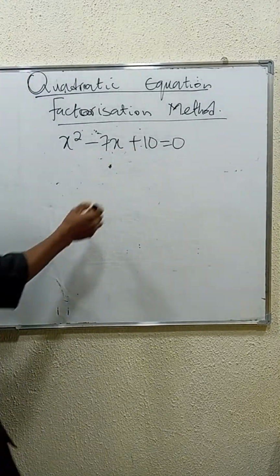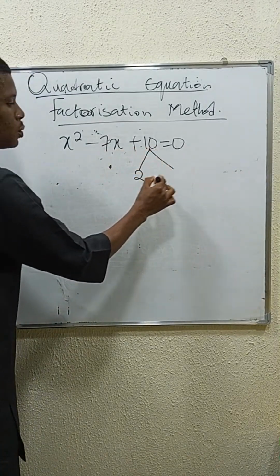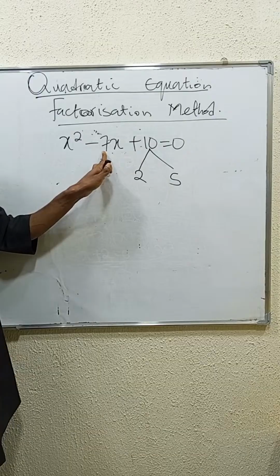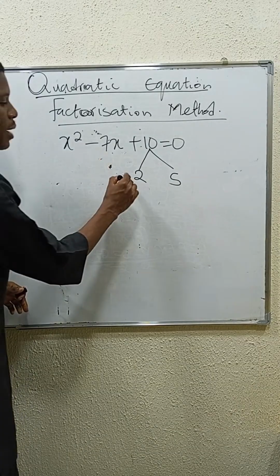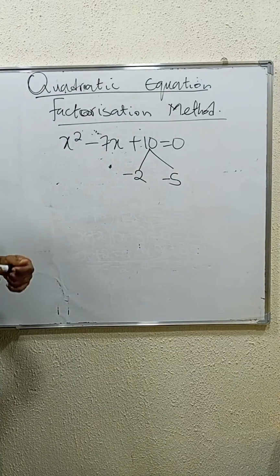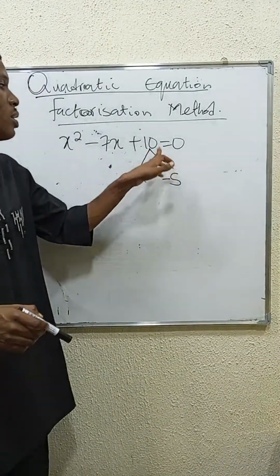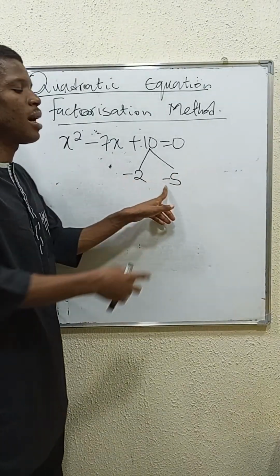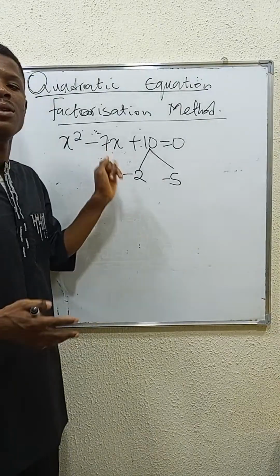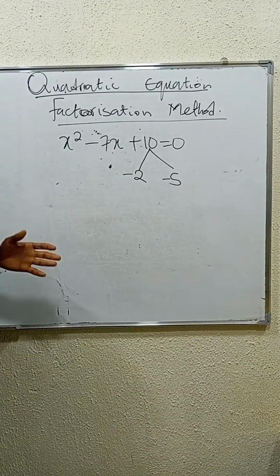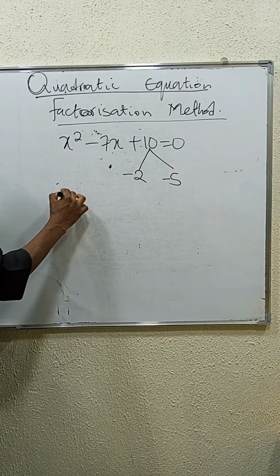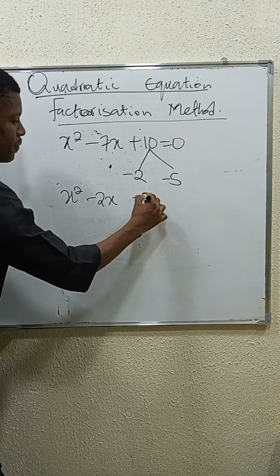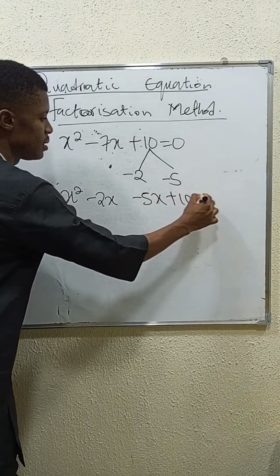So we look at the factors of 10 that can work. We look at 2 and 5. 2 times 5 is 10, and 2 plus 5 is 7, not minus 7. But if you multiply minus 2 and minus 5 together, you are going to get plus 10, because minus times minus is plus. Then if you add minus 2 to minus 5, you get minus 7. So these two particular factors satisfy the terms needed. So we have x squared minus 2x, then minus 5x plus 10 is equal to 0.